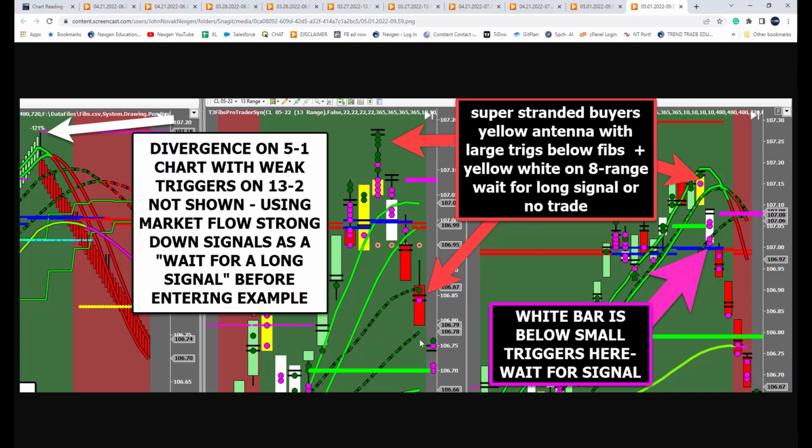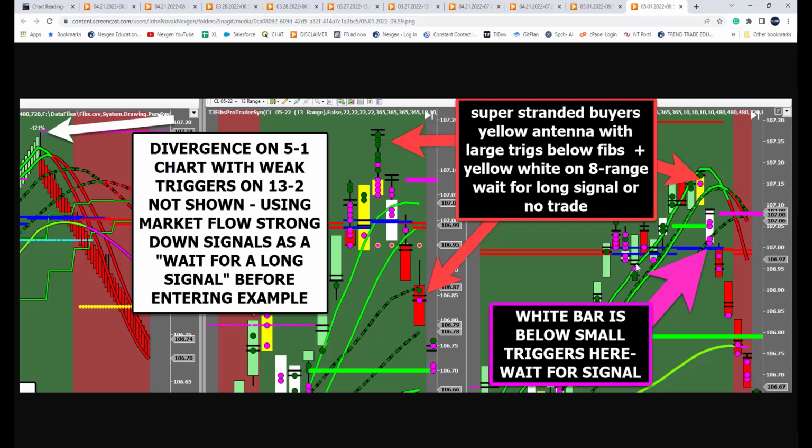Now, a second set of stranded buyers plus a white bar down, we may very well keep going, which we did. So you're going to have to kind of recognize the market flow bars on your chart and say, what's going on and what type of bar pattern do I have, and should I wait or should I get in right away?